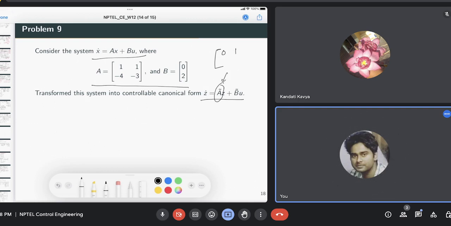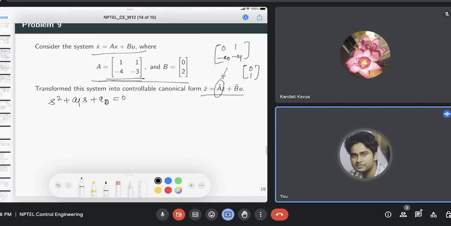First we write the characteristic equation, s squared plus a1 s plus a0 equal to 0. For this A matrix, the controllable canonical form will be this one, right? This will be A tilde and B will be 0 1. So you can easily write this in the controllable canonical form. First we find the characteristic equation for this A matrix, not the desired one, because we want to find the controllable canonical form for this system without design. Is that clear?